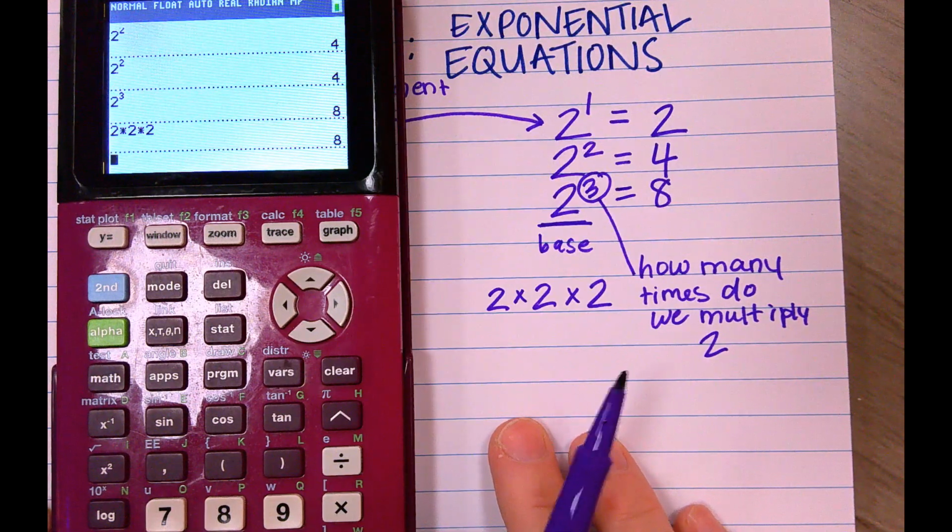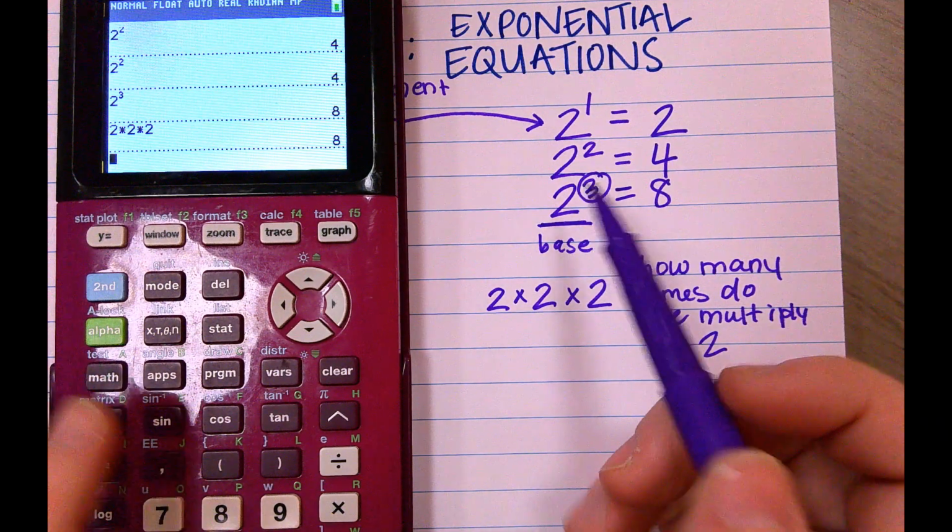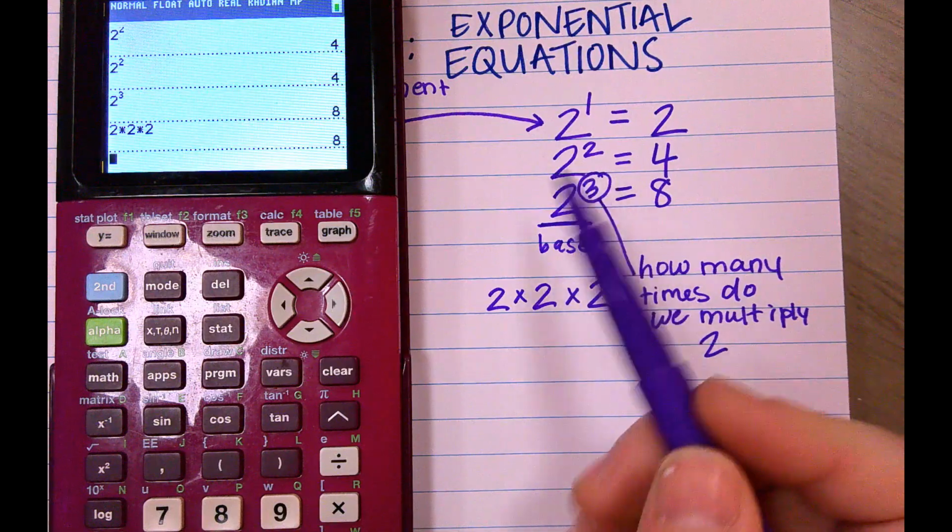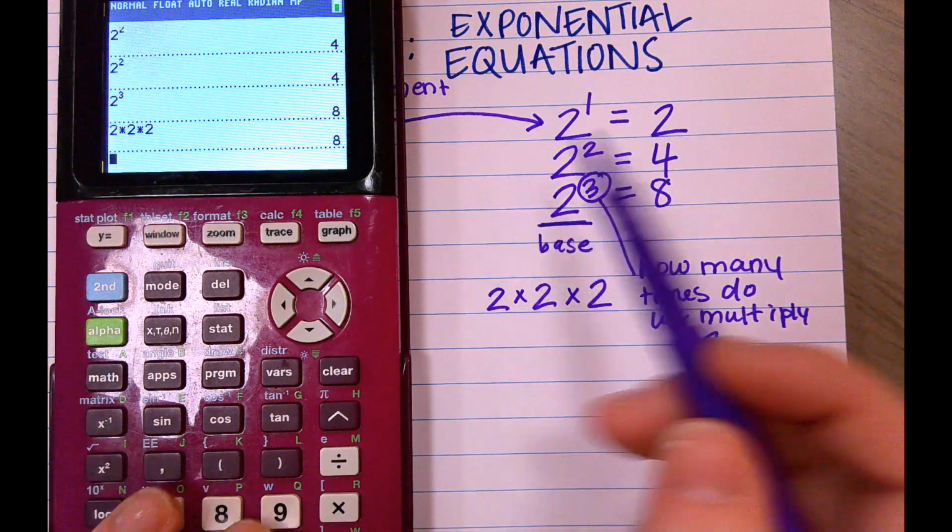It's the same thing. So when we're using exponents, we're trying to see how many times can I multiply 2 times 2 to get that number.